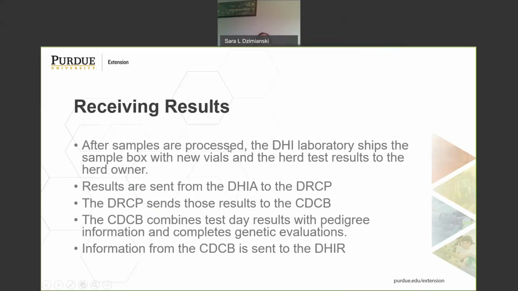So once your samples are processed, the DHI laboratory is going to send you a sample box with new vials and your herd test results from the previous test. And then they're going to send those same test results to the DRPC, who will do their calculations and send those calculations to the CDCB. And then the CDCB will combine those test day results and those calculations from the DRPC to complete the genetic evaluations. And so the information from the CDCB will then go to your registry, AGS or American Dairy Goat Association.